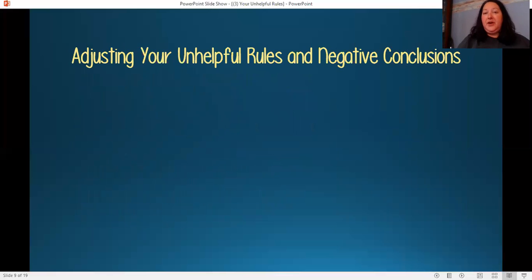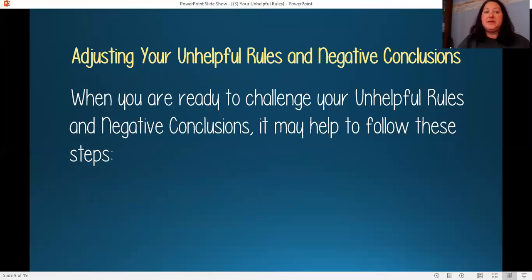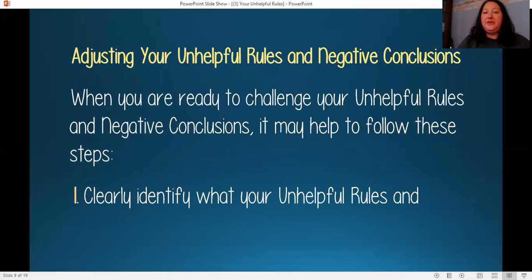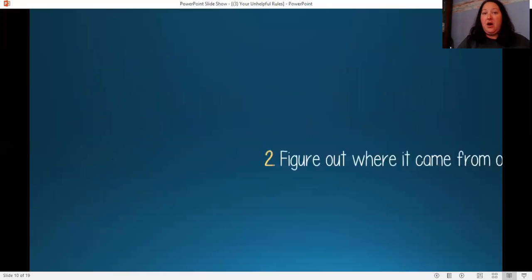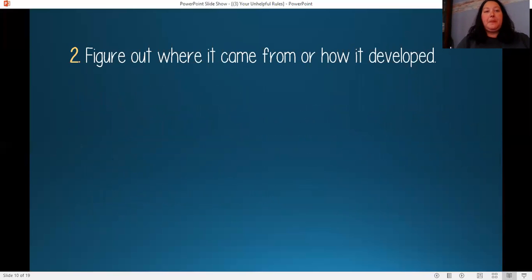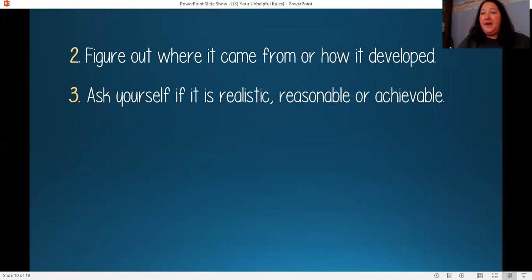So adjusting your unhelpful rules and negative conclusions. When you are ready to challenge your unhelpful rules and negative conclusions, it may help to follow these steps. 1, clearly identify what your unhelpful rules and negative conclusions are. 2, figure out where it came from or how it developed. 3, ask yourself, is it realistic, reasonable, or achievable?